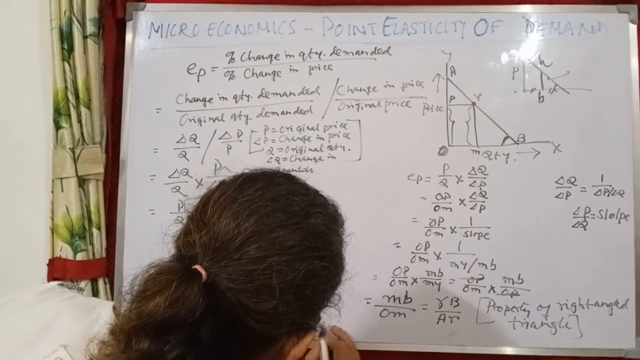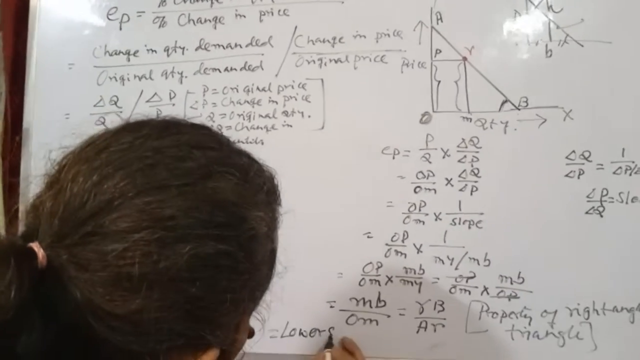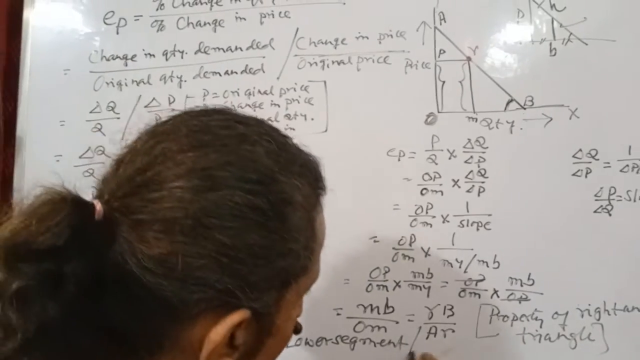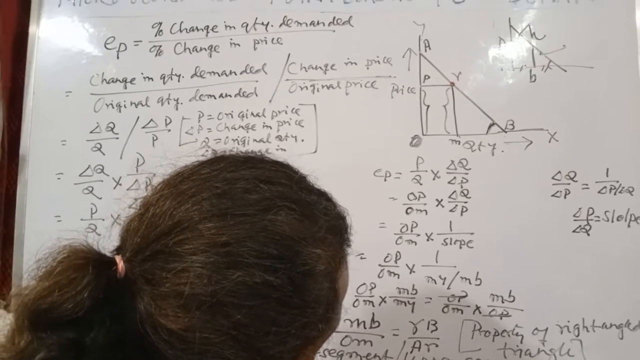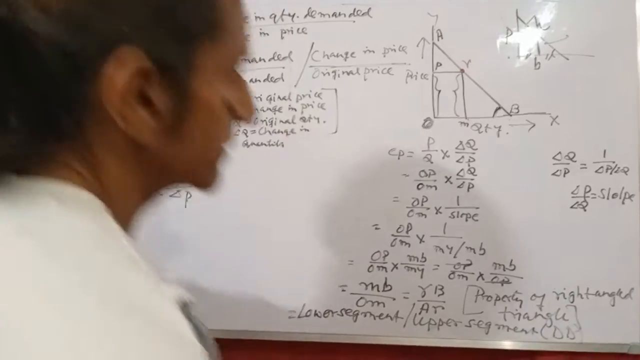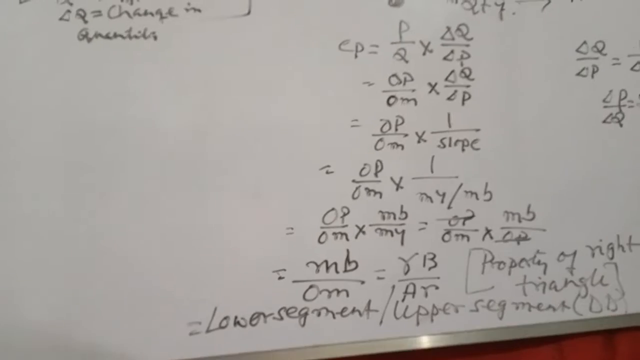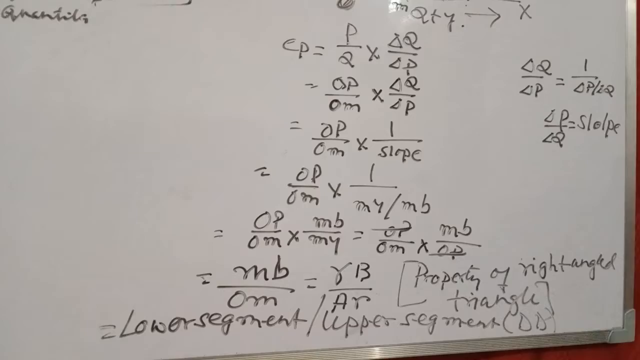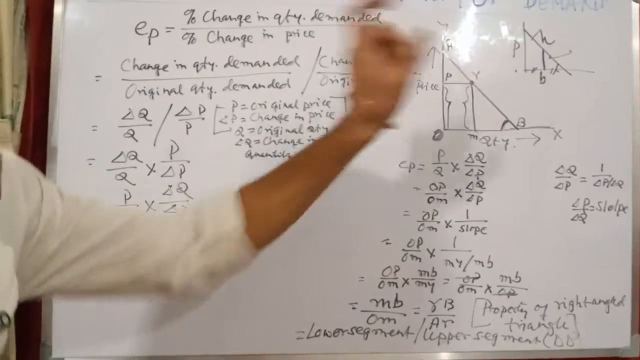So this is lower segment divided by upper segment of demand curve. So elasticity at any point on the demand curve is equal to the lower segment of the demand curve divided by the upper segment of the demand curve.